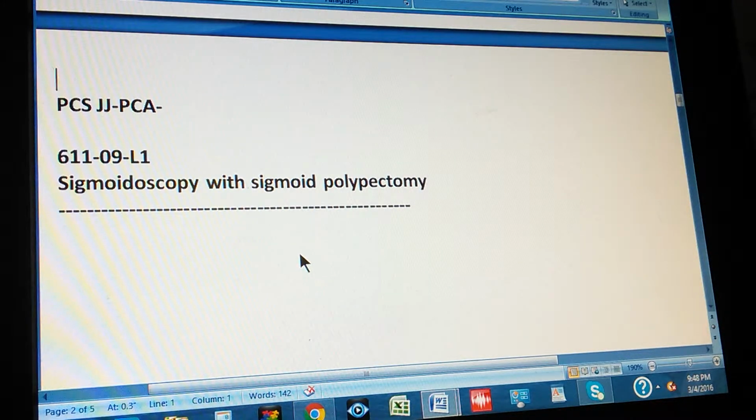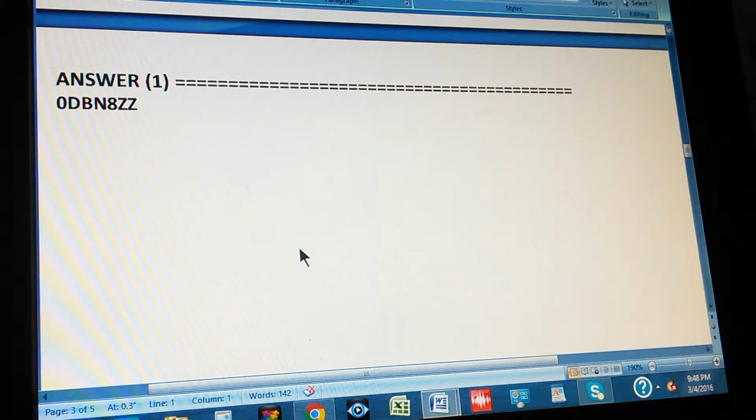1, 2, 3. Okay, the answer is 0DBN8ZZ. Okay, if you got that answer, congratulations. If you didn't get it, let's give you a few tips.